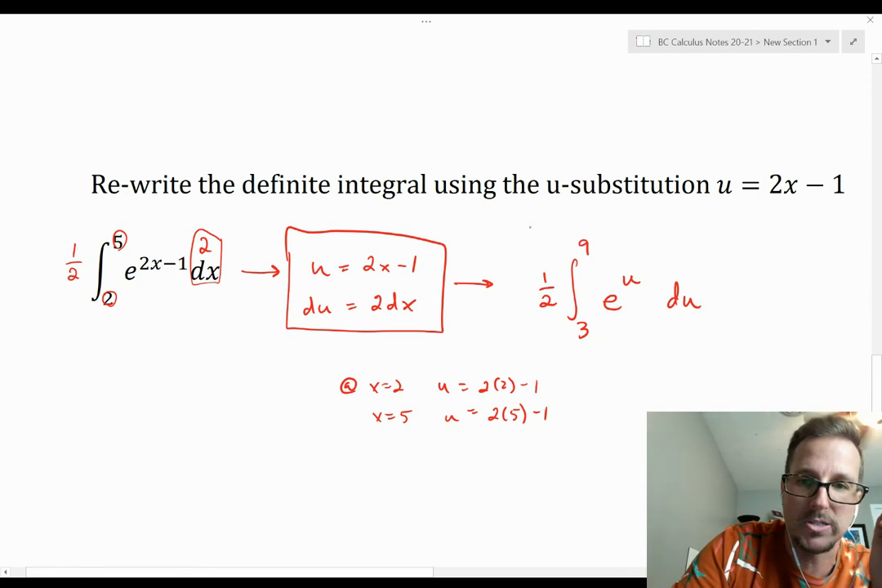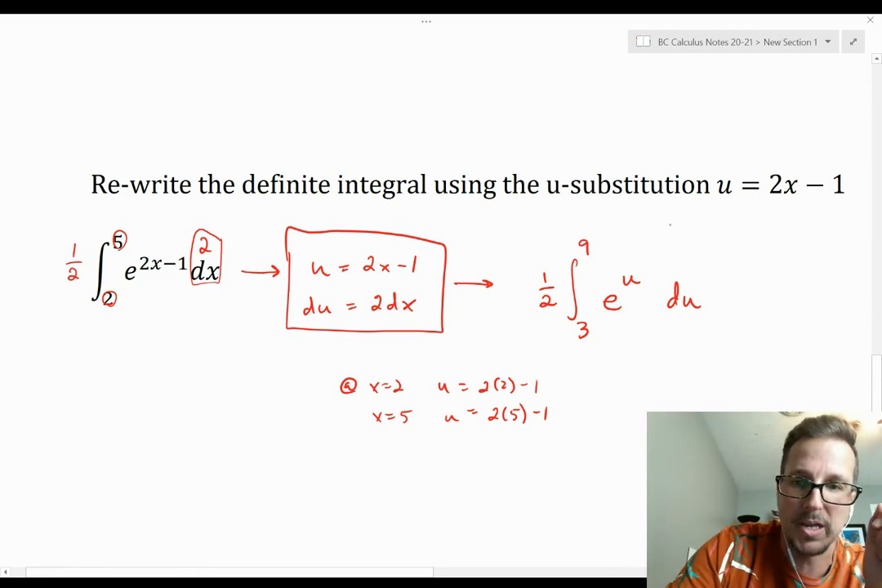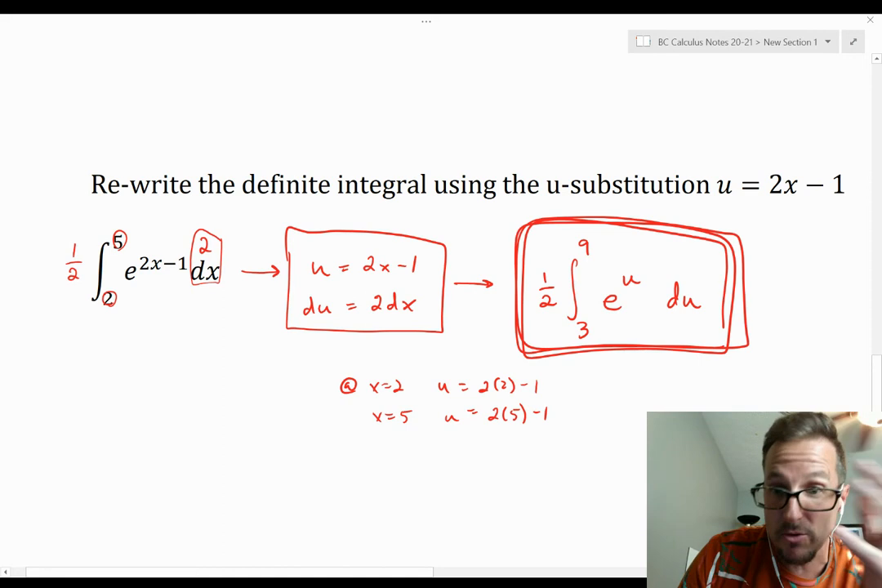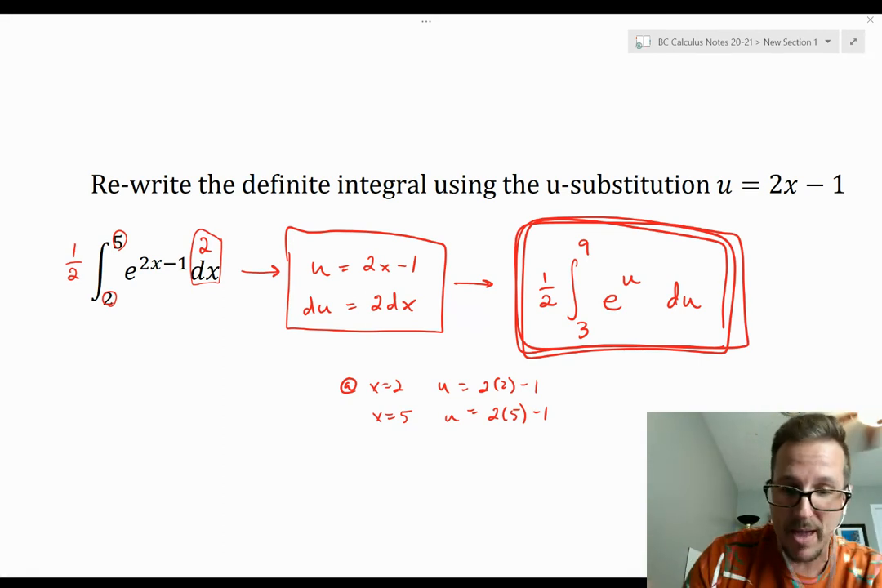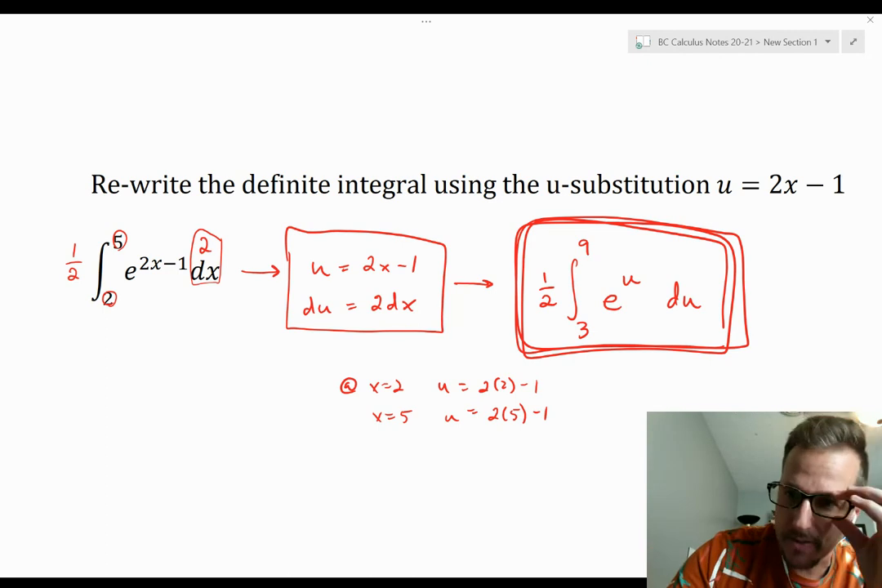So the answer to that problem was just being able to rewrite the problem. You don't even have to evaluate it. So sometimes it's only a matter of rewriting, and then you're off to the races.